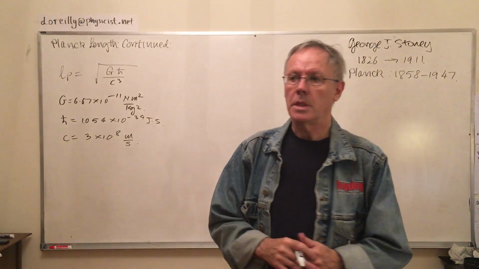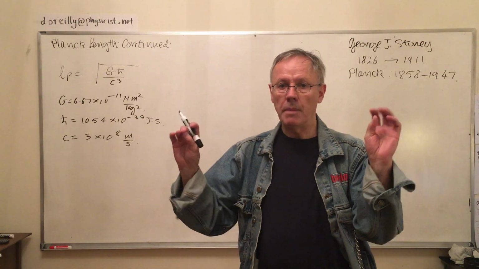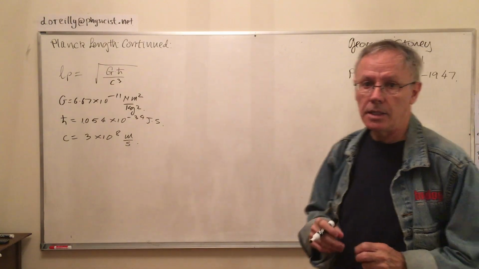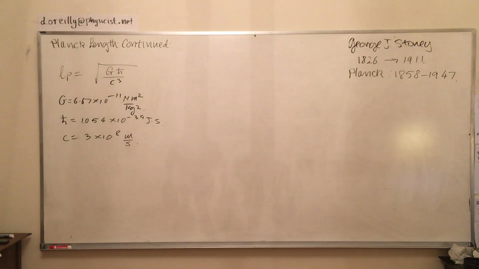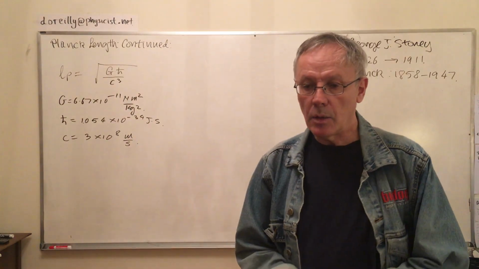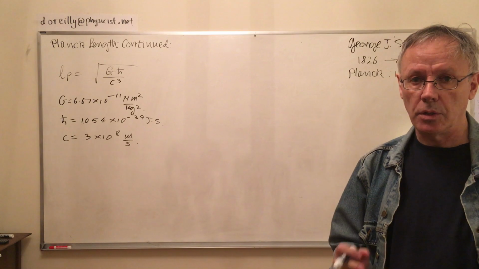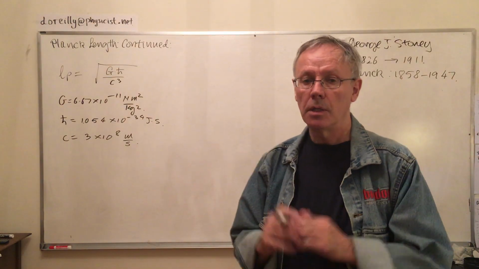Good morning. I'm continuing my discussion on the Planck length, due to Max Planck, who lived between 1858 and 1947. Again, that's a detail from the last talk. We'll also mention George J. Stoney, Irish, before his time. He came out with Stoney units, and we can talk about how the Stoney units and the Planck units are related via a factor of the square root of 137.